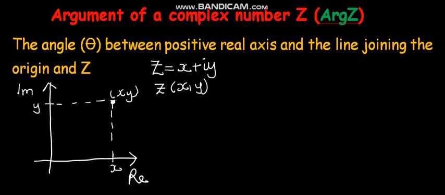Now we say that the angle between the positive real axis, this is the positive real axis, and the line joining the origin, this is the origin, and z is here. So that is the line, and we need the angle between that. So it's given by theta.